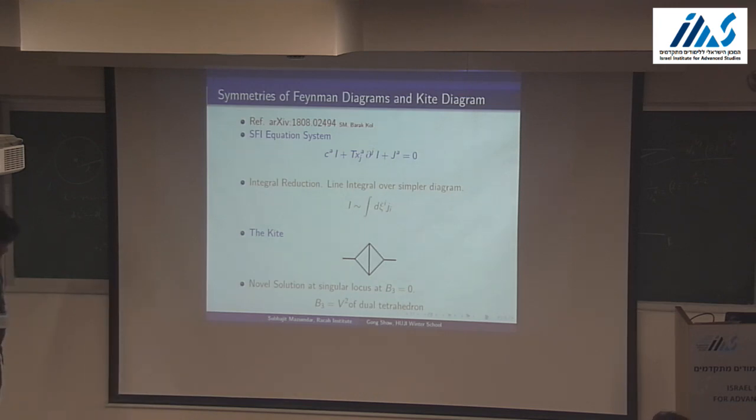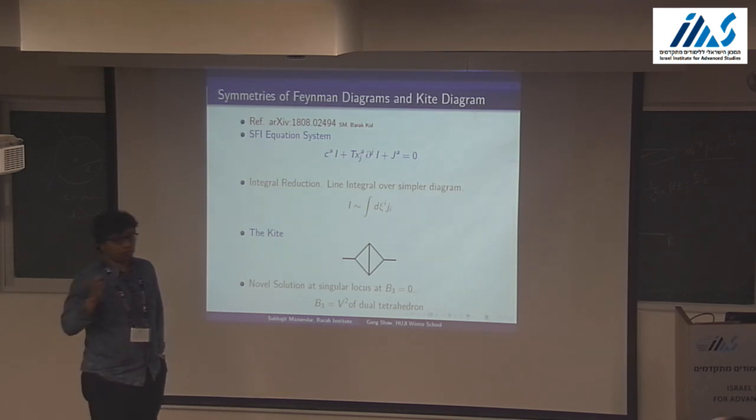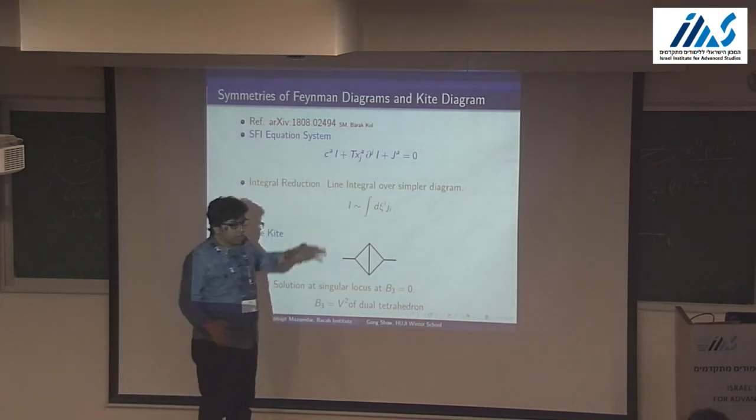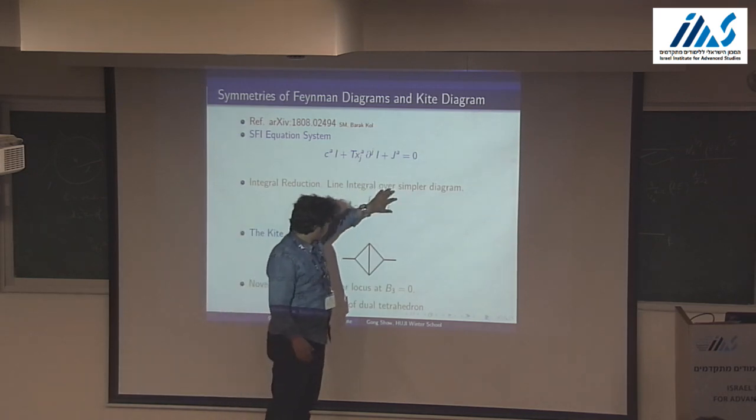This is a new general method which reduces the computation of a Feynman integral to a line integral over simpler diagrams. By simpler diagrams I mean where one propagator is contracted. This method also exposes a novel group associated with the diagram, which depends on the diagram topology and acts in the parameter space. In this method we see that a Feynman integral denoted by I satisfies a set of partial differential equations which is sourced by the simpler diagrams. If you shrink one propagator, it is sourced by that.